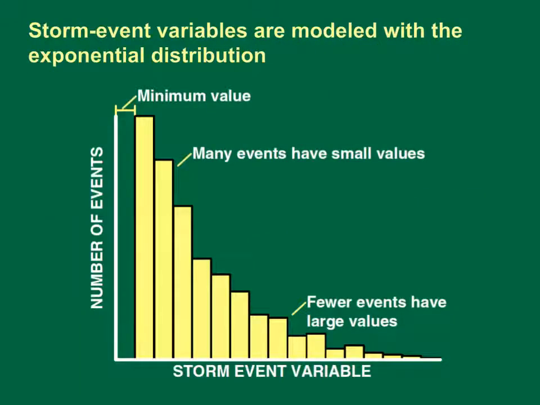These precipitation event variables commonly are modeled with the 2-parameter exponential distribution because there are many small values and fewer large values. This graph shows a histogram of precipitation data. The vertical axis shows the number of events in each category, and the horizontal axis shows the value of the storm event variable, which may be volume, duration, or the time between storm midpoints. The first bar is missing because the US EPA definition of a runoff producing event has a minimum value for each variable. Thus, the 2-parameter exponential distribution is characterized by the minimum and mean values.